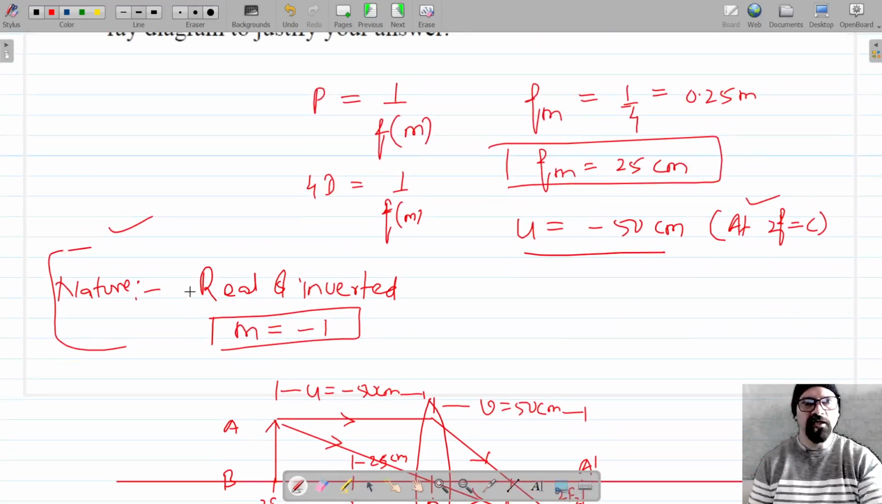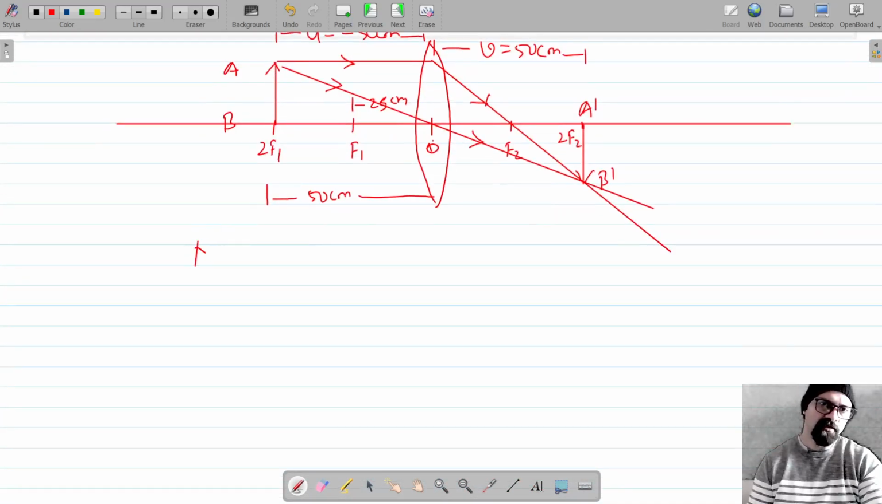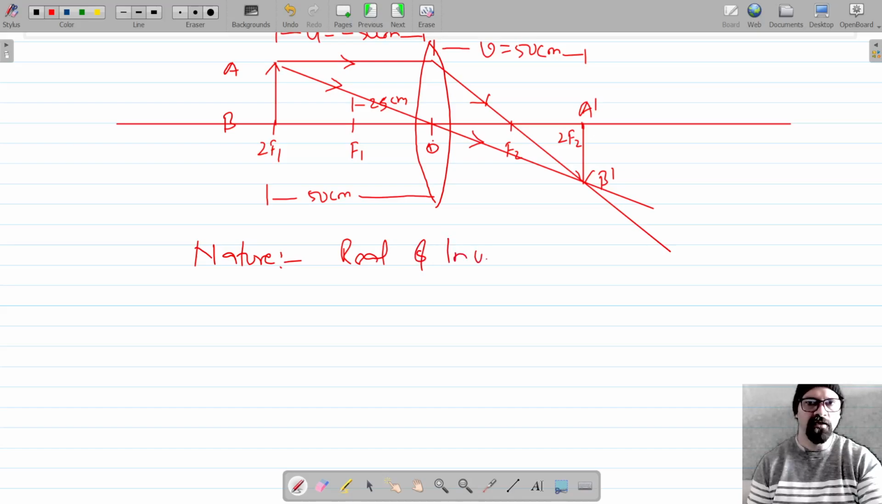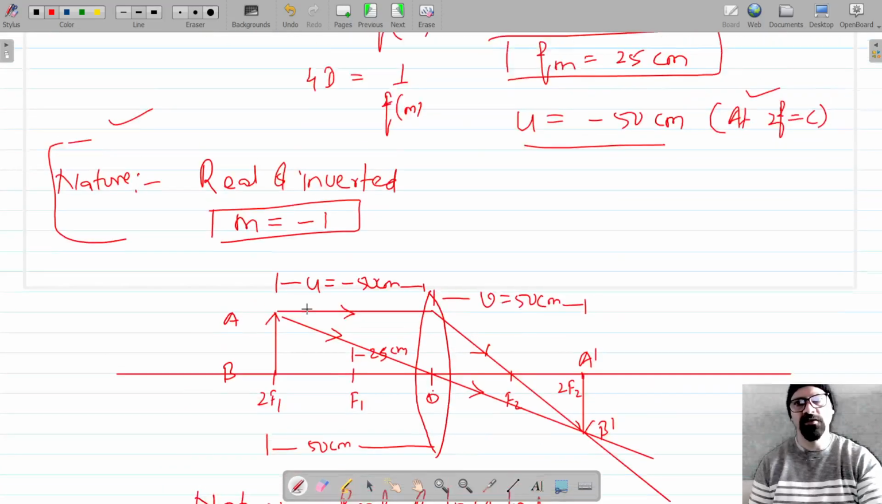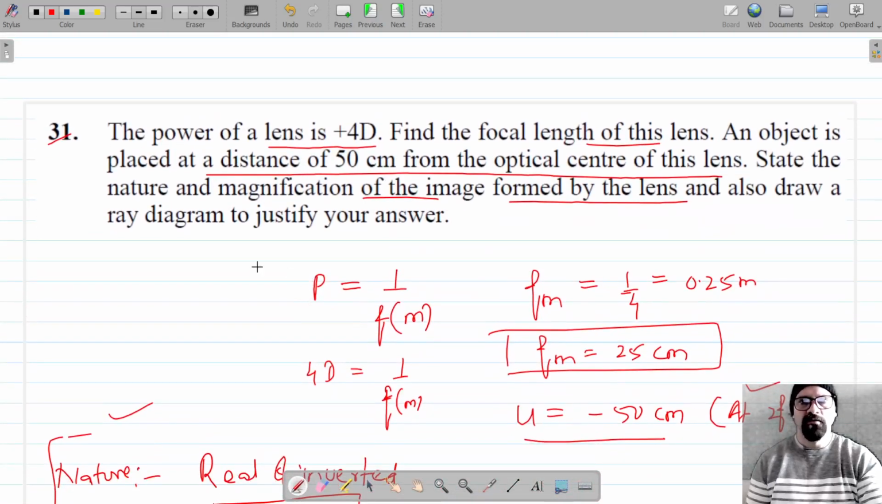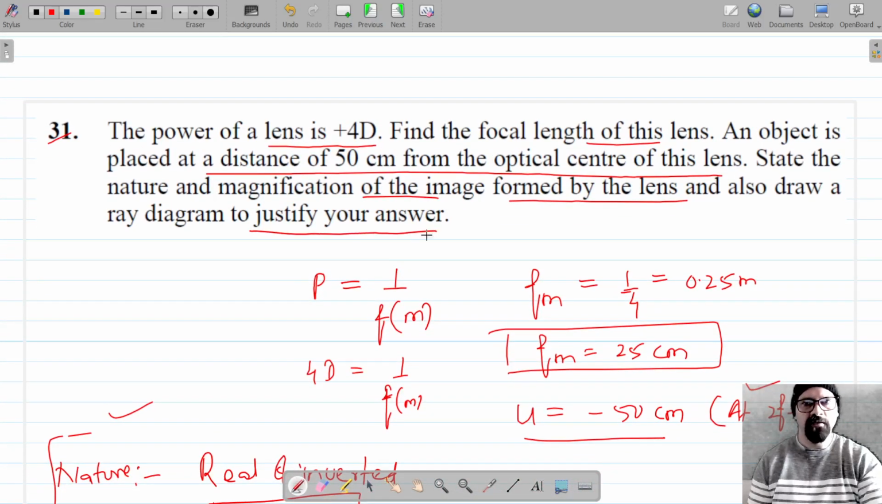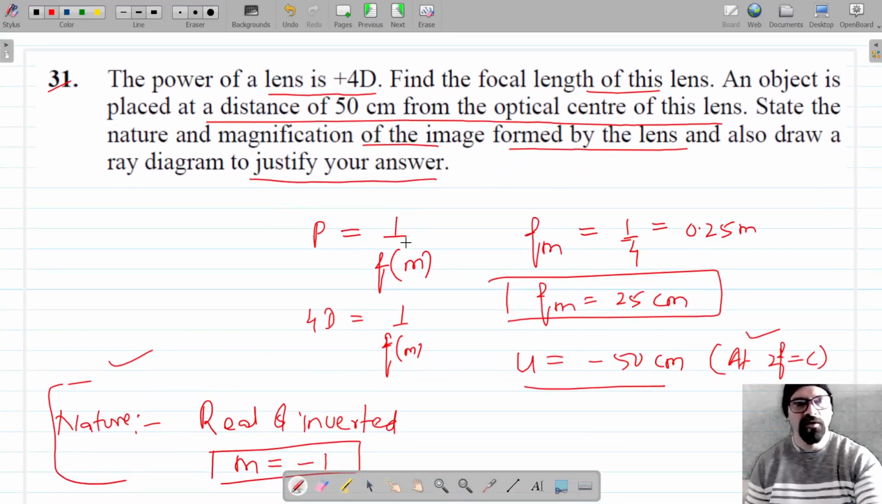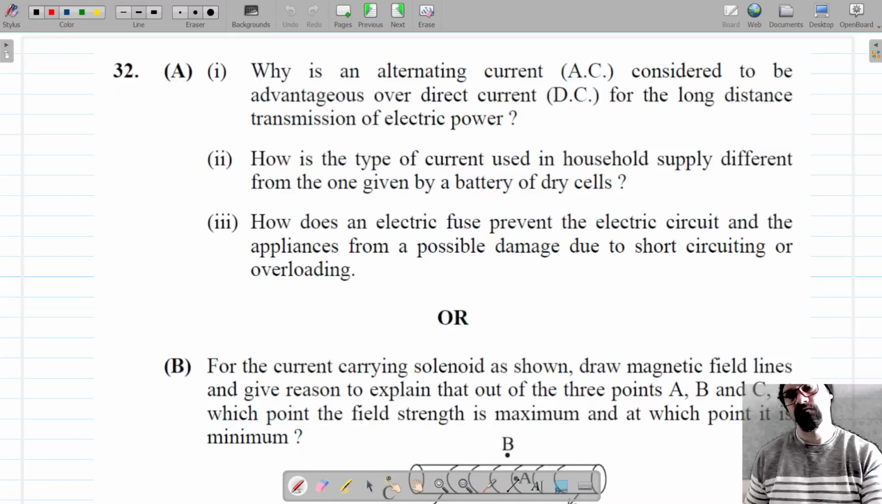So this is the ray diagram, and now it's obvious that the nature of the image is real, because the image is formed by the actual intersection of the rays, and it's inverted. So the image is real and inverted, and the magnification is equal to the size of the object, so let's give 1, and since it's inverted we put the negative sign. So the magnification is -1. We have drawn the ray diagram to justify this answer. Let's move on to the next one.